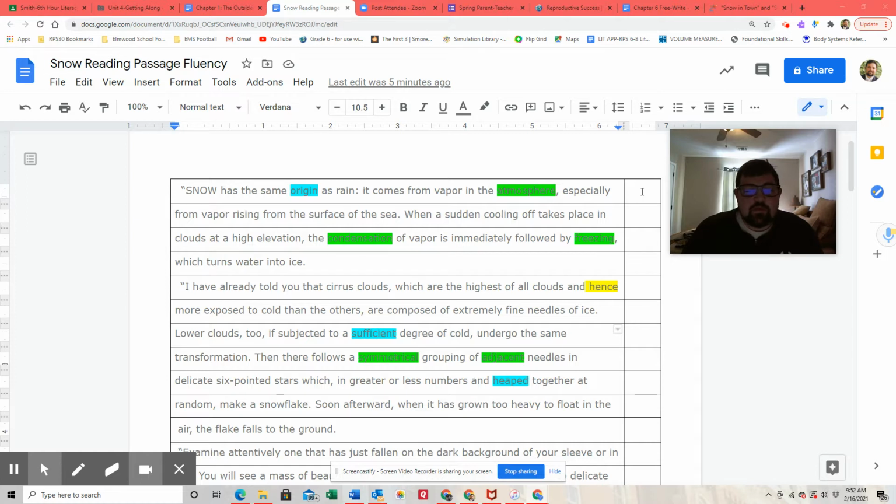Snow has the same origin as rain. It comes from vapor in the atmosphere, especially from vapor rising from the surface of the sea. When the sudden cooling off takes place in clouds at a high elevation.